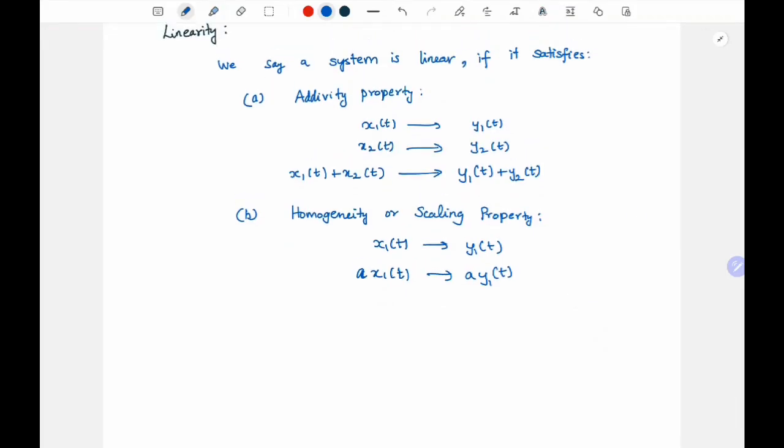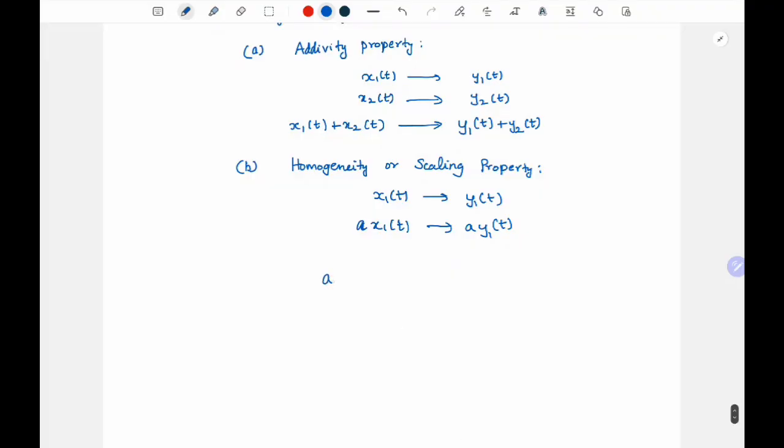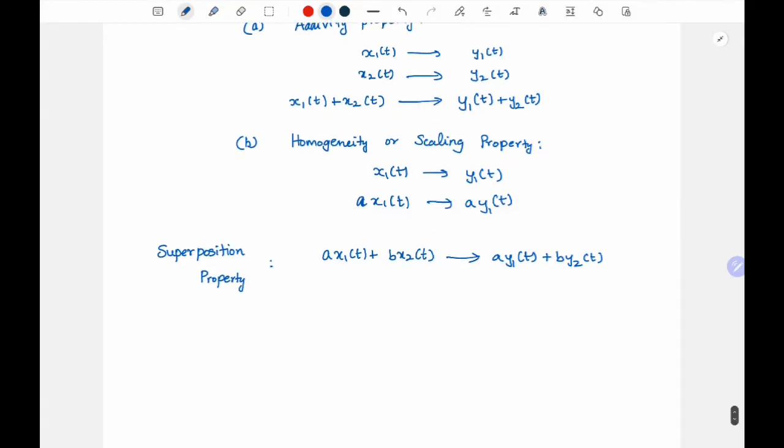Together, both of these properties, we can say that a x1 of t plus b x2 of t gives a y1 of t plus b y2 of t. So this is the superposition property. This is nothing but the extension of additivity and homogeneity, both combined. We can write it like this.